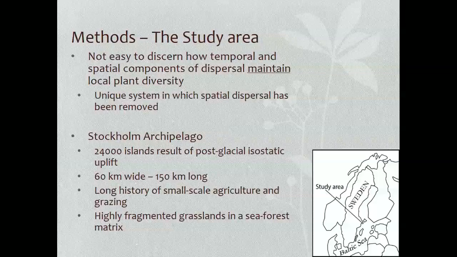As of current, it's about 24,000 islands, ranging from big permanently inhabited islets to rocky skerries. They hug the coast of Stockholm here. At their widest point, it's about 60 kilometers wide and 150 kilometers long. It has a long history of small-scale agriculture and grazing. And today, what's left is mostly very highly fragmented grasslands in a sea and forest matrix.